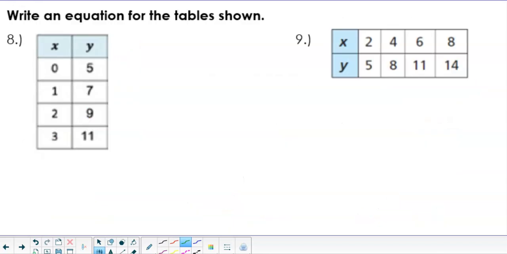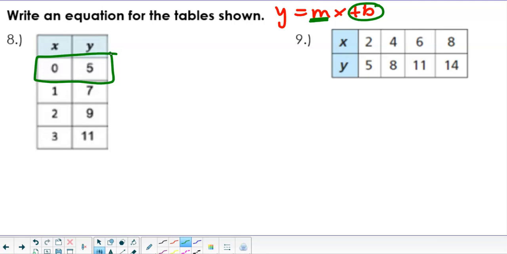The last part of this box asks you to write an equation for the table shown. An equation in slope-intercept form looks like this. So we need to calculate or determine the y-intercept and the rate of change. Sometimes you can find the y-intercept in the table when the x is 0. So that means our y-intercept is going to be 5.